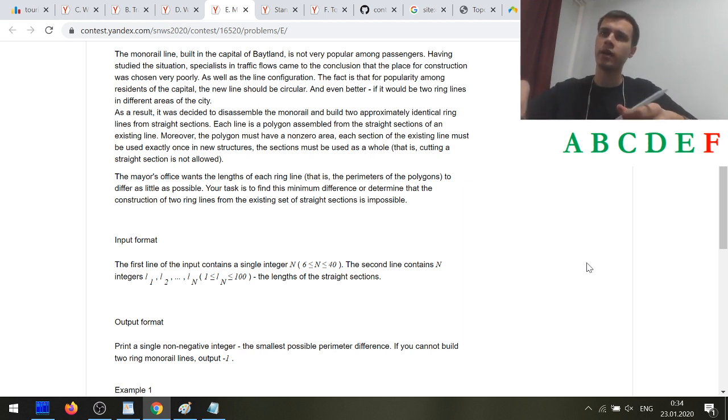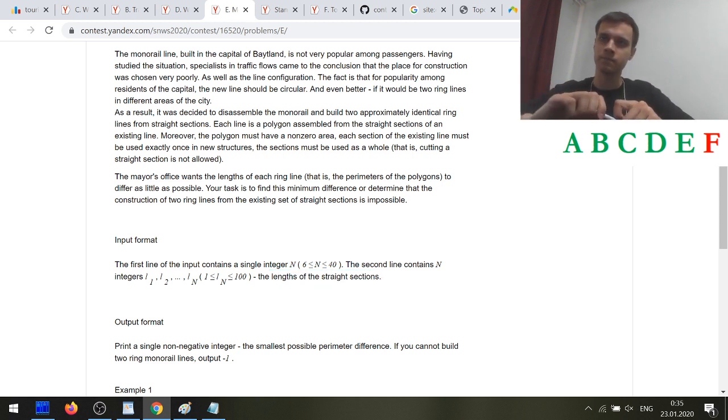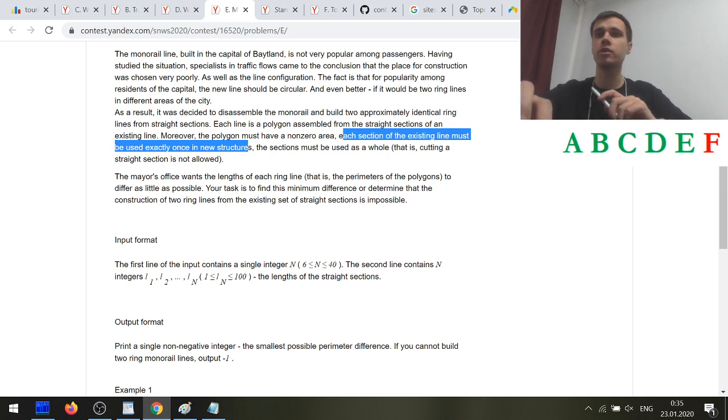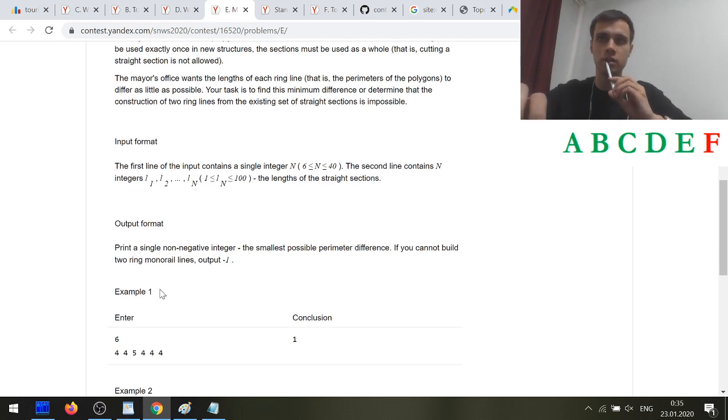So in this problem we have n line segments, just straight sections, and we want to build 2 polygons from these line segments. Each polygon should have a non-zero area. Each line segment should be used exactly once in these polygons, as a whole. And the perimeters of the polygons should be as close as possible to each other. And I want to find this minimum difference, or determine that I cannot construct 2 polygons from this set of line segments. That's the problem.